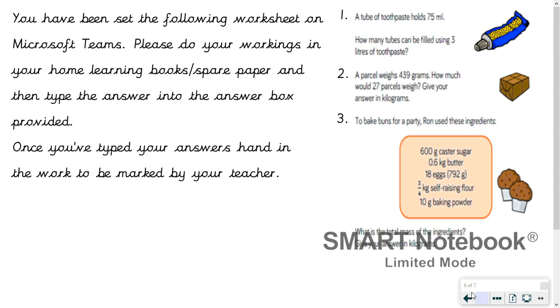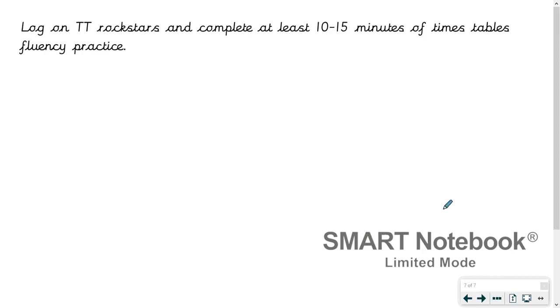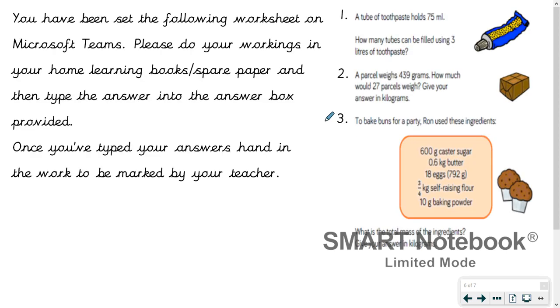I'm going to go on to the last slide to save you coming back. After you've handed in on Teams, I'd like you to go on TT Rockstars and complete your times table practice for about 10 or 15 minutes. So onto Teams, do your learning, hand it in, and then go on to TT Rockstars. Okay, go and do your maths and we'll see you tomorrow.